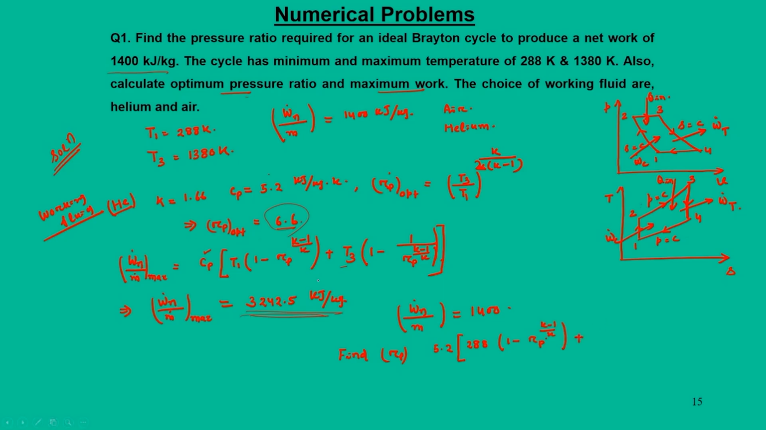Plus T 3, where k minus 1 is 1.66 minus 1, by 1.66. So, T 3 1380 into 1 minus 1 by Rp to the power 1.66 minus 1 by 1.66, and if you take that as 1400, then we find Rp by an iterative process.